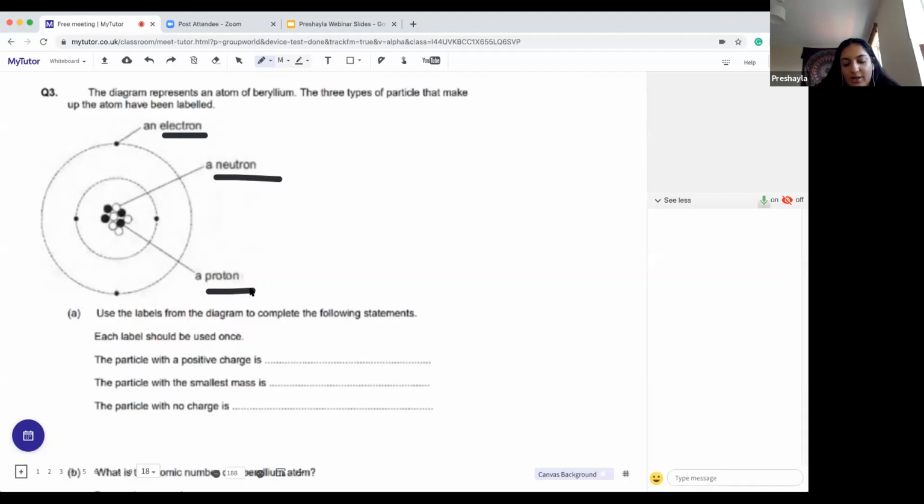Okay, so what do we think? Which one is the particle with positive charge? Which one is the particle with the smallest mass? And which one is the particle with no charge? Particle with a positive charge is a proton. How I like to remember it is because they both begin with a P. So positive charge is a proton. Particle with the smallest mass is an electron. And the particle with no charge is a neutron.